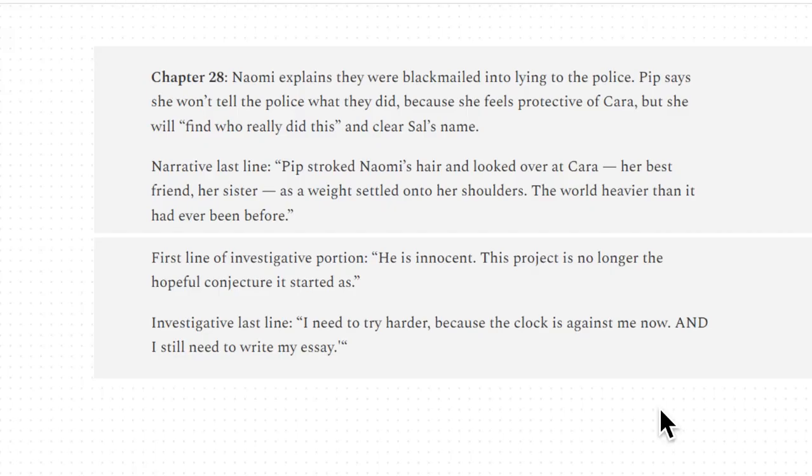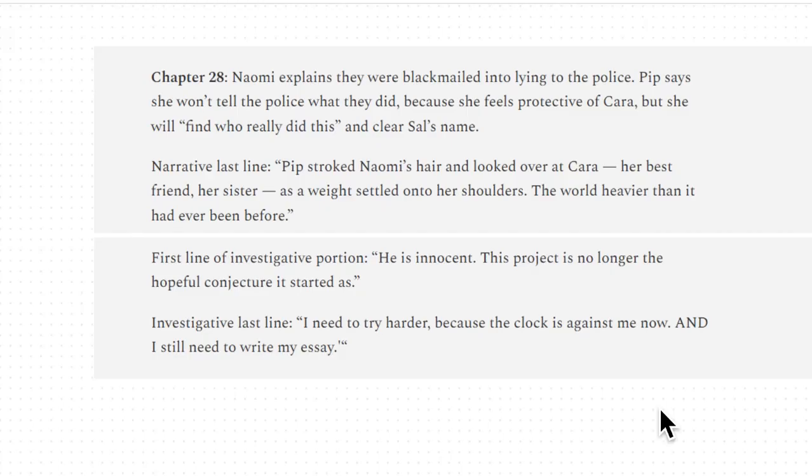"Pip stroked Naomi's hair and looked over at Kara, her best friend, her sister, as a weight settled onto her shoulders, the world heavier than it had ever been before." Again, we're getting a reiteration of the personal stakes for Pippa. Kara, her best friend, her sister. It's very, very personal now. It really, really does matter.